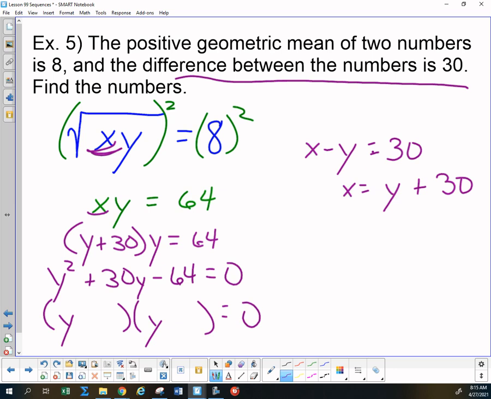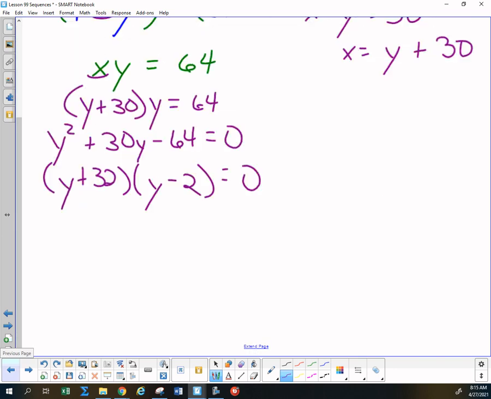Anybody see some numbers that will work for the factoring? Eli. Say that again a little louder. 32 and minus 2. So a plus 32 and a minus 2. Yeah, it looks to me like that should work for us. Which means y could be negative 32. That was the way I set it up. The smaller of my numbers could be negative 32. Or the smaller of my numbers could be 2. I have not found an x yet. I don't yet know x's. I know I've got 2 choices for my smaller number.